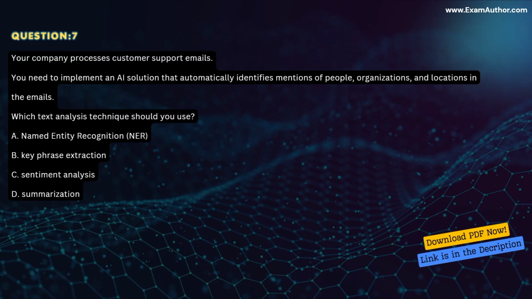Question 7. Your company processes customer support emails. You need to implement an AI solution that automatically identifies mentions of people, organizations, and locations in the emails. Which text analysis technique should you use? A. Named entity recognition (NER). B. Key phrase extraction. C. Sentiment analysis. D. Summarization. Answer A.